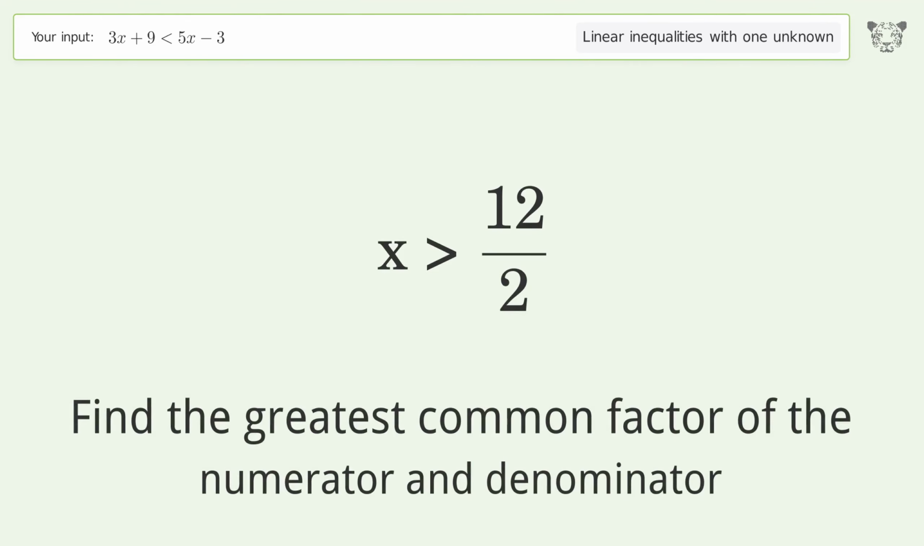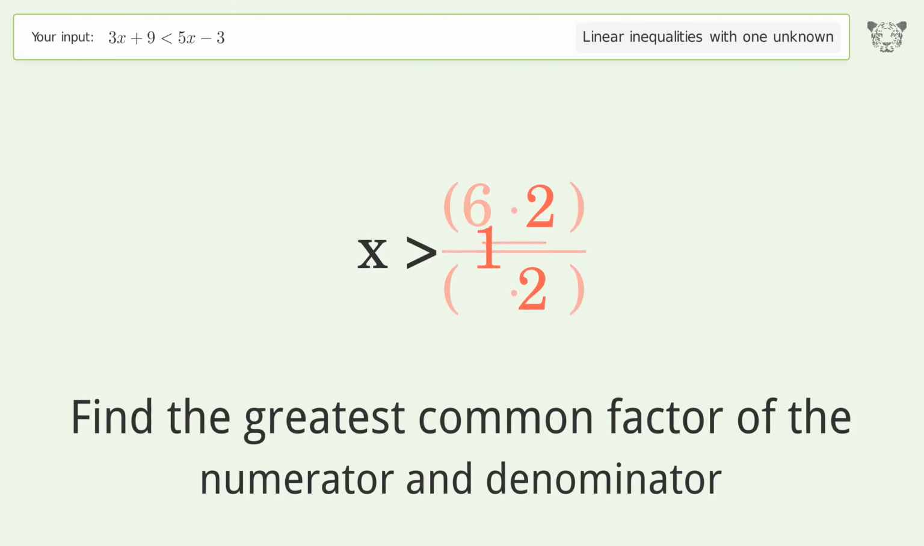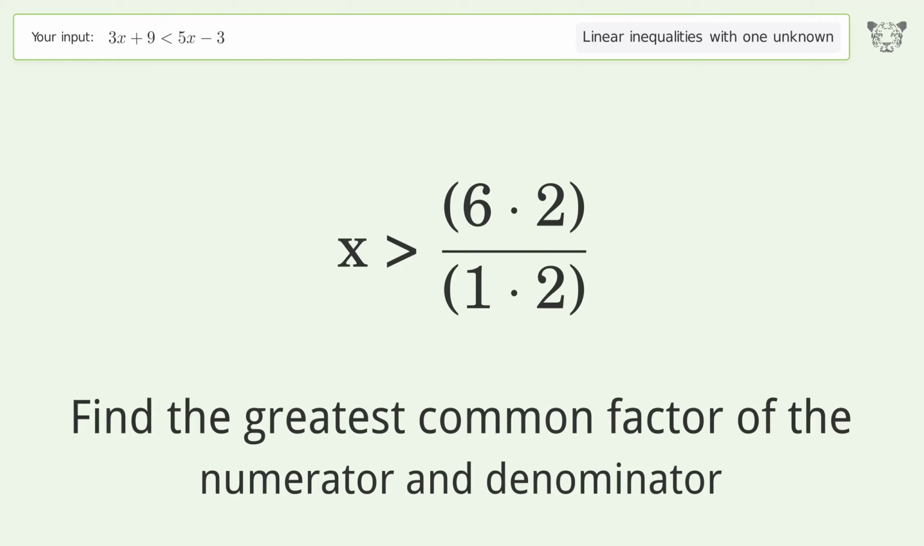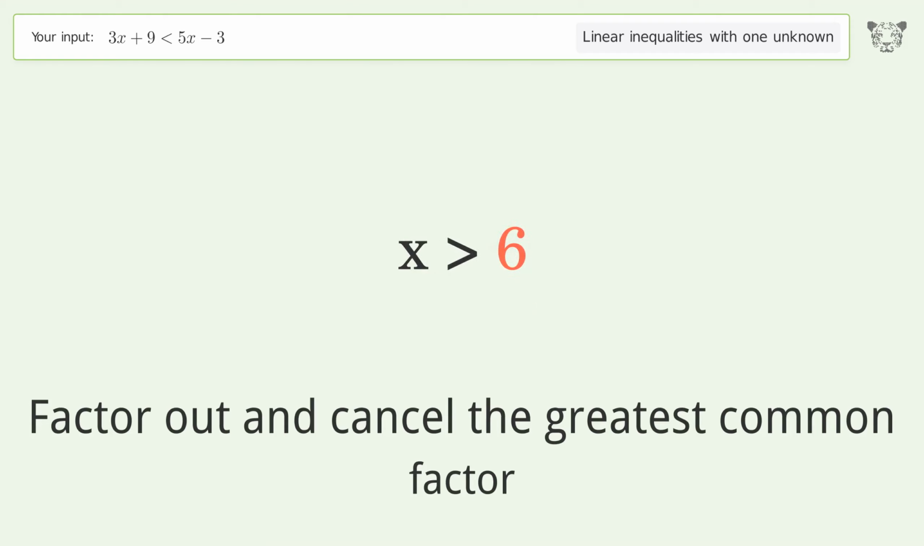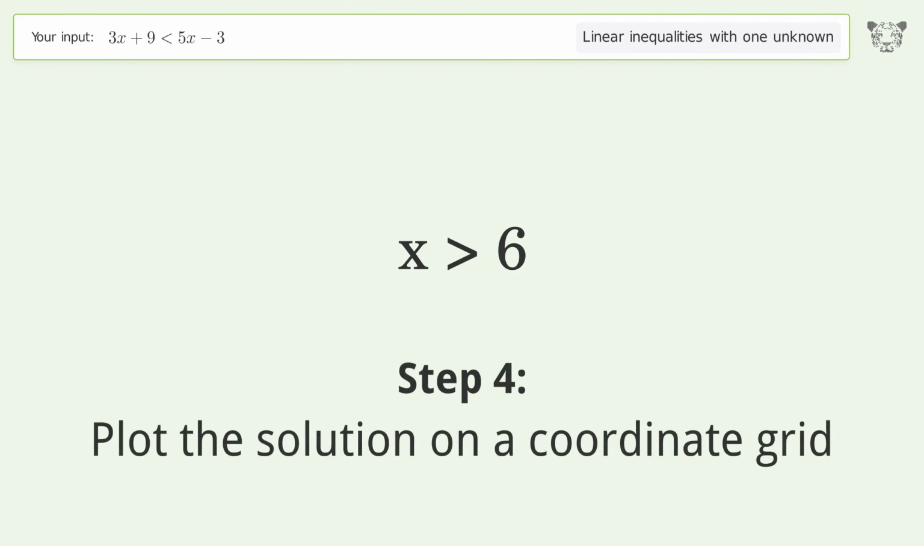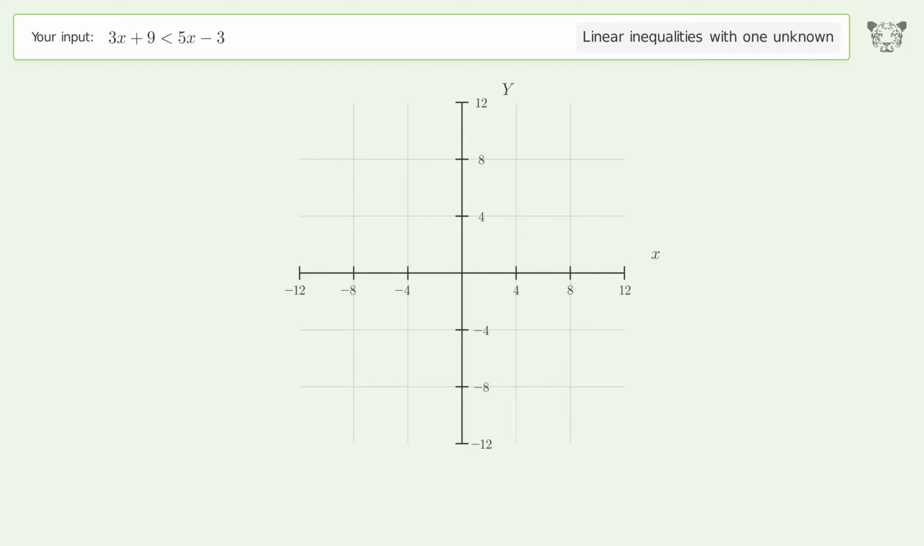Find the greatest common factor of the numerator and denominator. Factor out and cancel the greatest common factor. Plot the solution on a coordinate grid. And so the final result is x greater than 6.